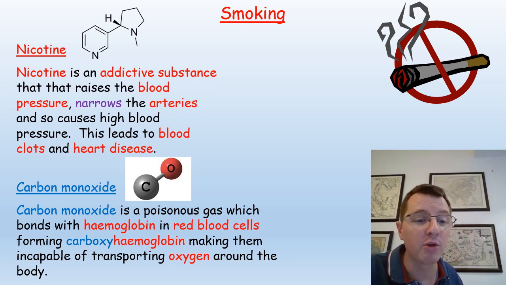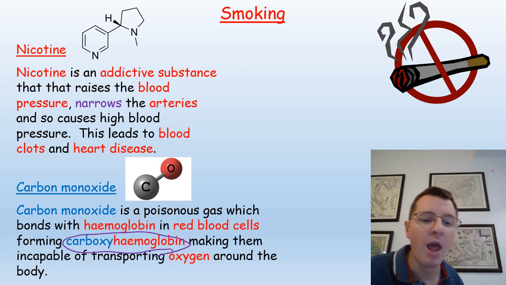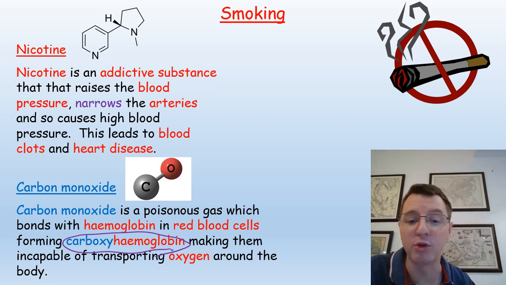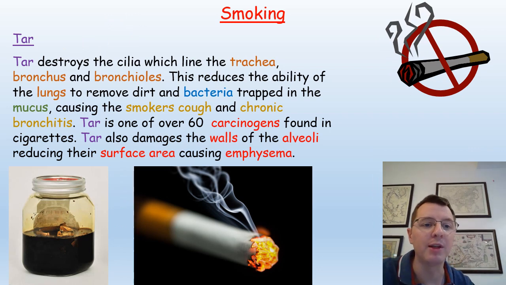So when the carbon monoxide joins with hemoglobin, it forms a chemical called carboxyhemoglobin, and this makes them incapable of transporting the oxygen around your body. The final chemical that we need to mention is tar. Now, tar will destroy the cilia which line the trachea.